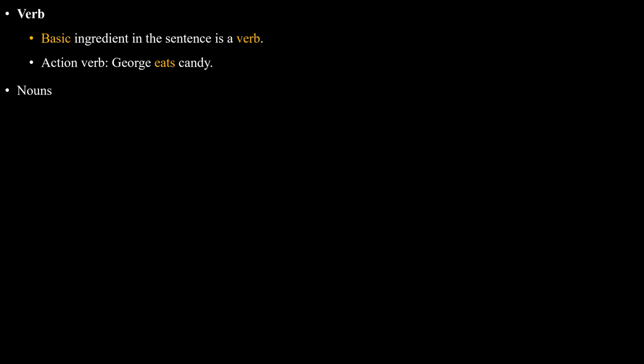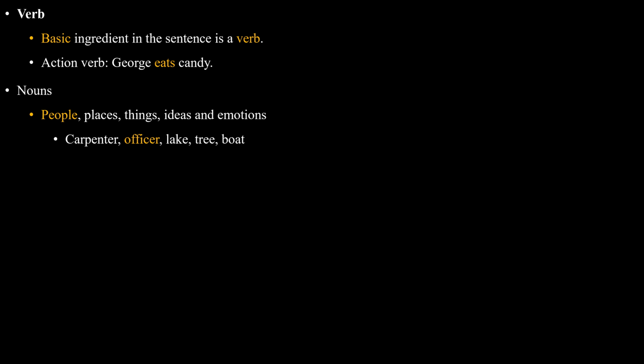Now let's get to know the nouns. Nouns indicate people, places, things, ideas, and emotions. For example, carpenter, officer, lake, tree, boat, democracy, anger, and happiness.